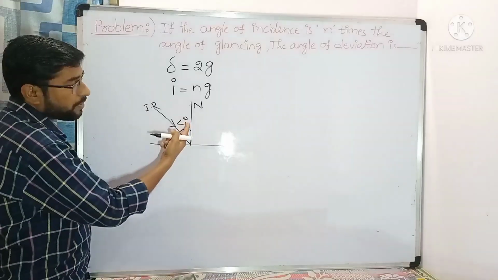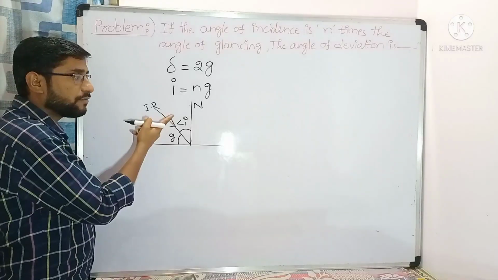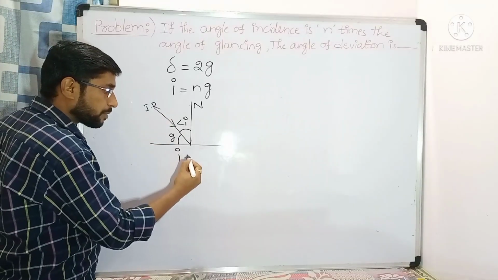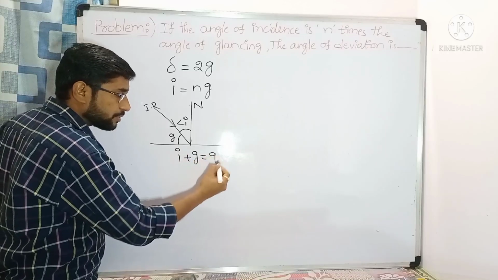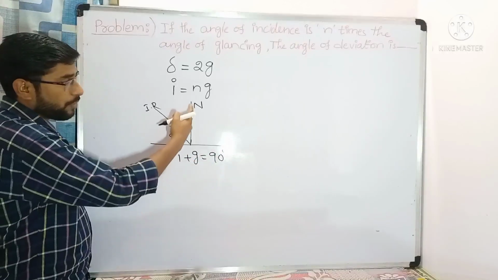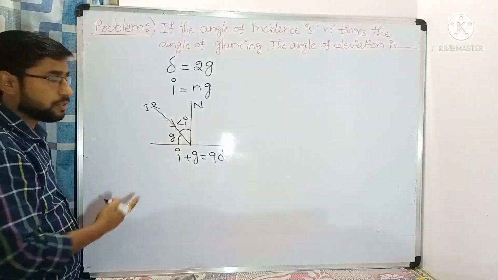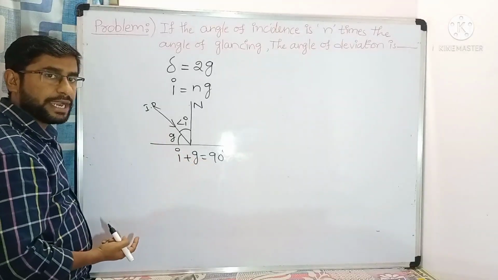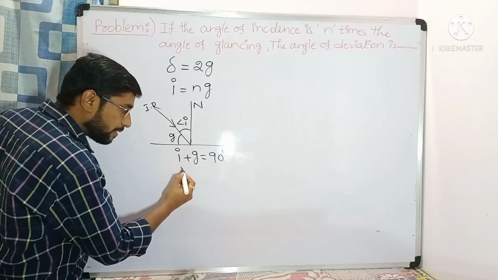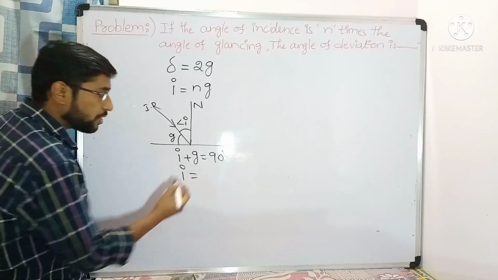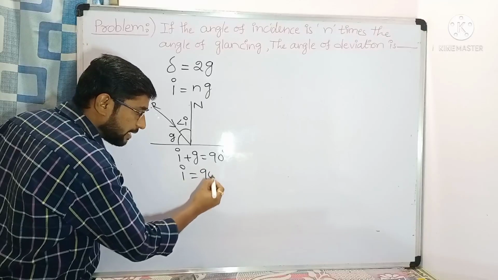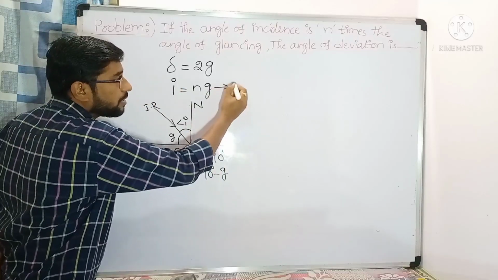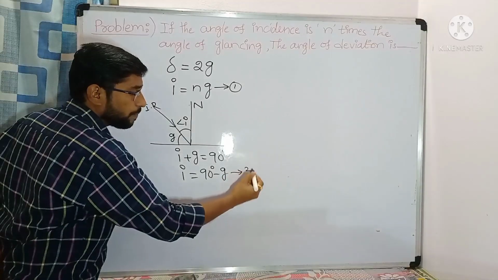So here, the sum of these two angles, angle of incidence plus glancing angle, should be equal to 90 degrees. Why? Because these two are perpendicular to each other. So the sum of angle of incidence plus glancing angle is equal to 90 degrees. So from here I can calculate i is equal to 90 degrees minus g. Let us consider this as equation 1 and this as equation 2.